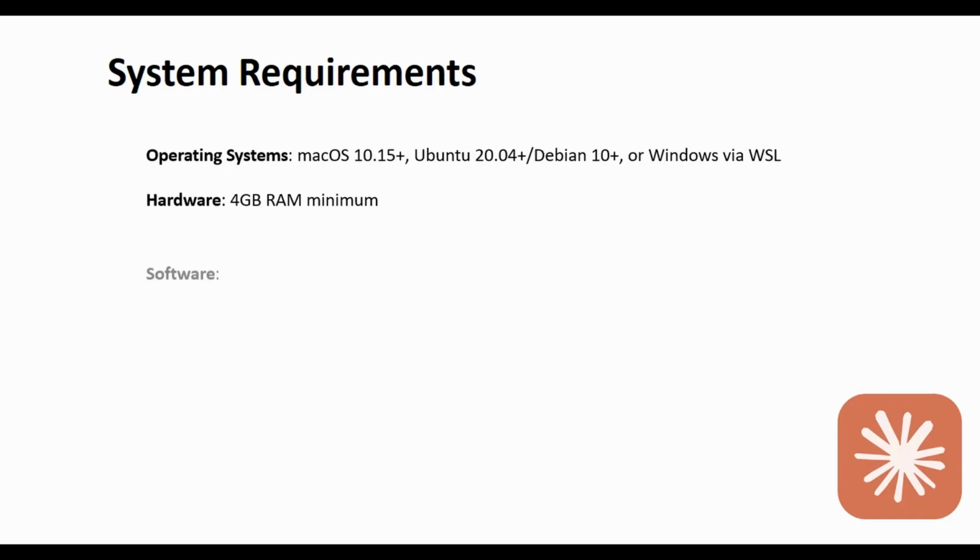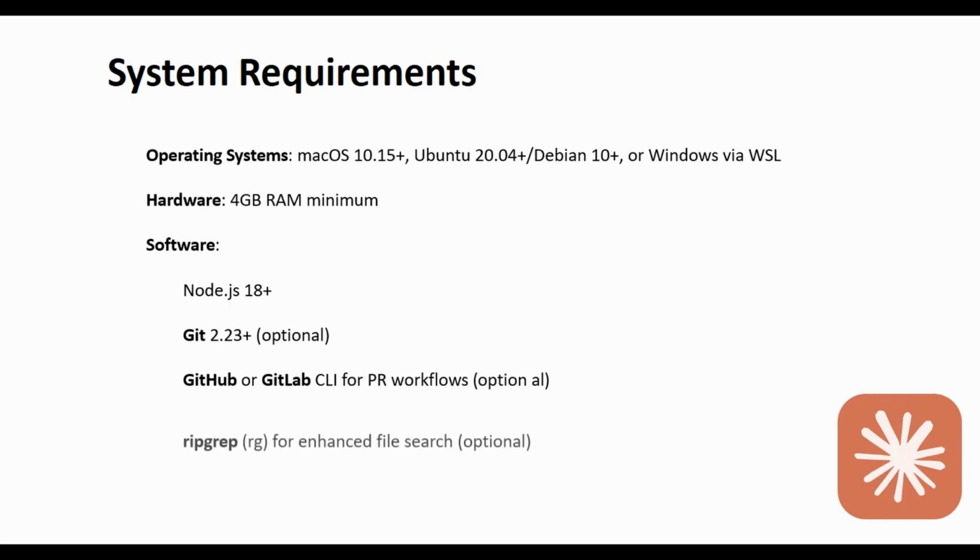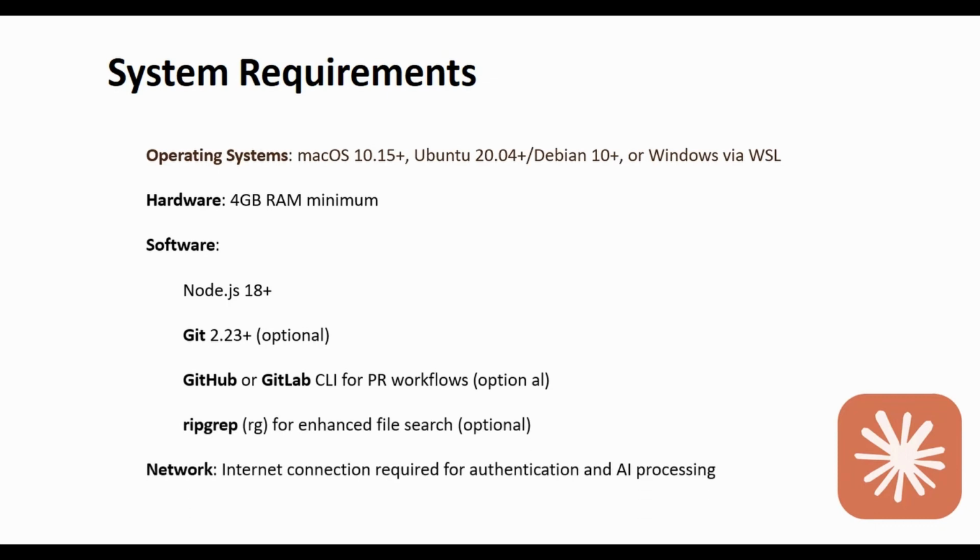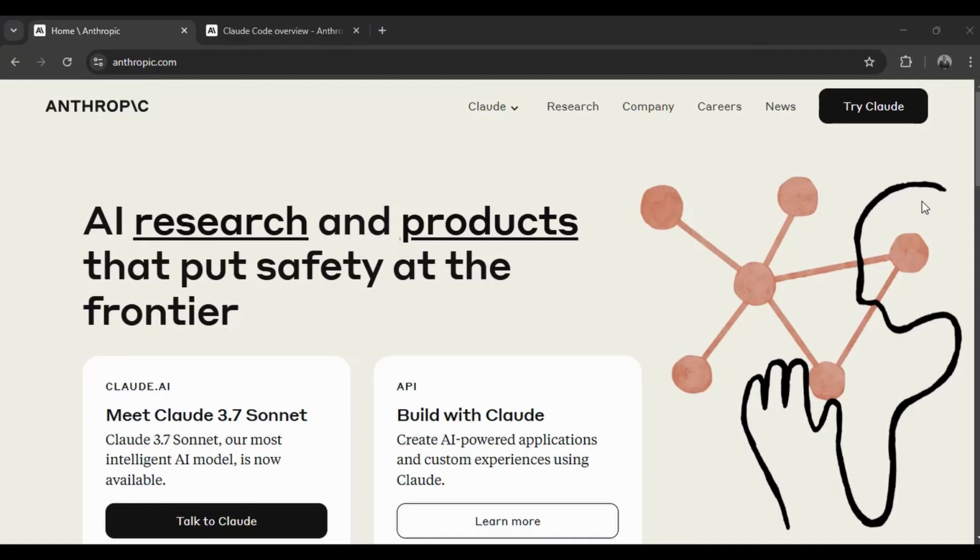The software includes Node.js version 18+, Git 2.23, which is optional, GitHub or GitLab CLI for PR workflows, which is optional, and ripgrep for enhanced file search, which is optional. You require an internet connection since it needs to authenticate with your Anthropic account for AI processing.